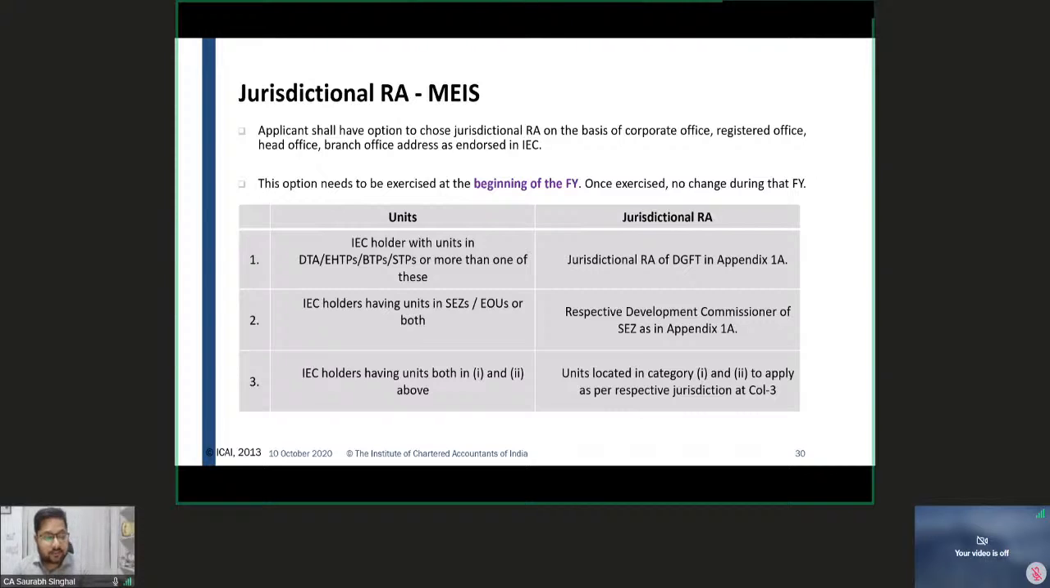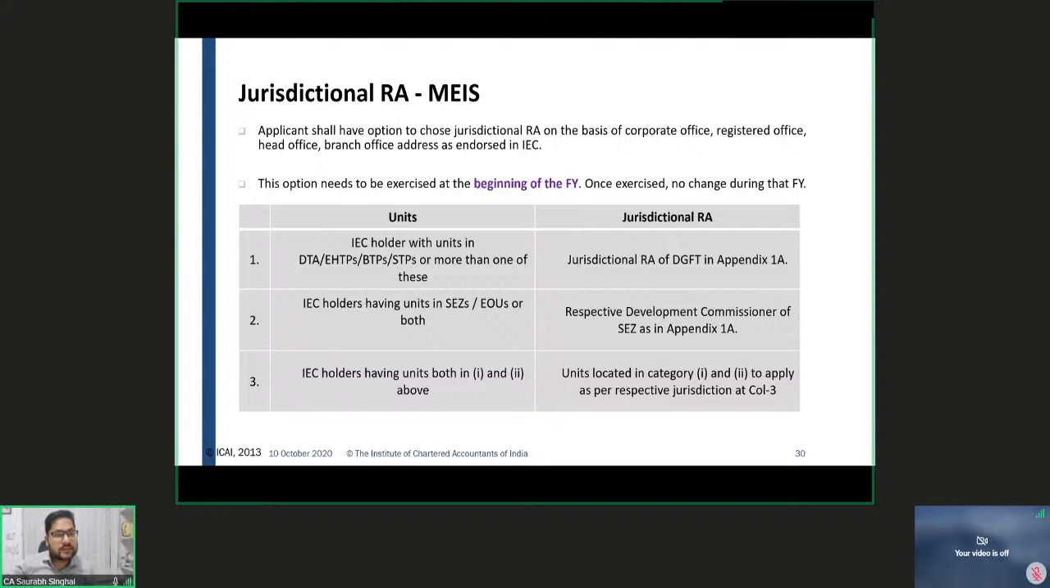Suppose I have units under DTA also and SEZ also. So for DTA units, I can choose a normal DGFT RA. For all SEZ units, I have to choose one Customs Department where I will apply for MEIS. So I'll have to apply separately.